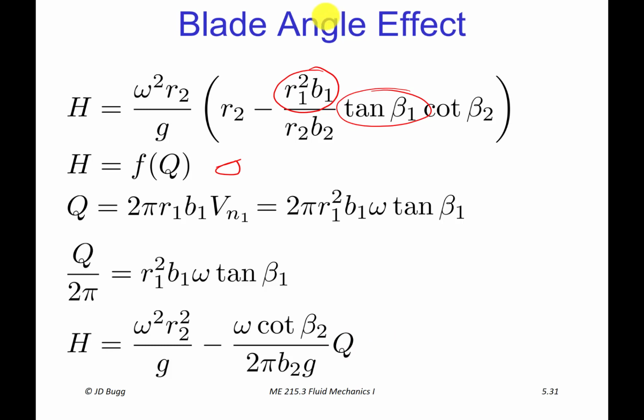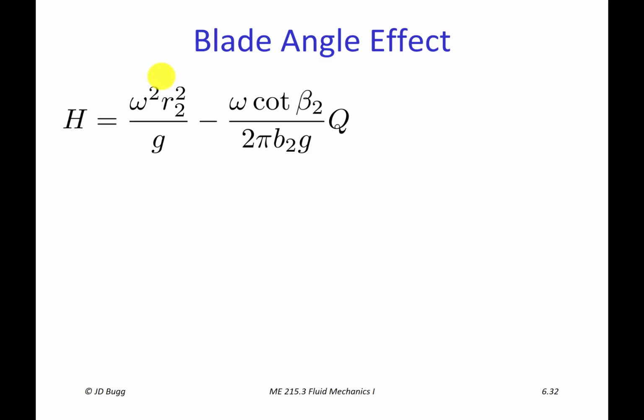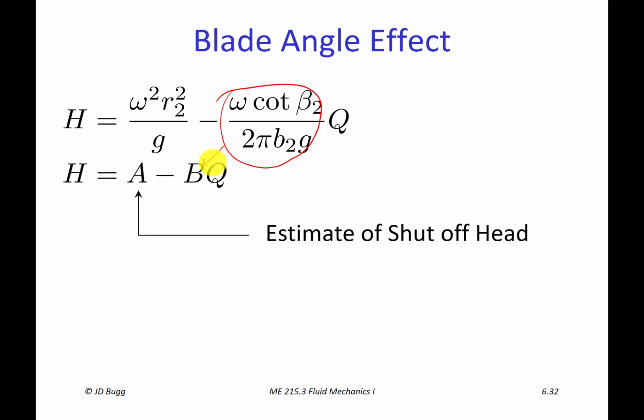Now remember, what we're after here is blade angle effect. So we could write this whole equation just as H equals A minus BQ. And of course all of that stuff is A and all of this stuff is B. So one of the important things we can get out of this is an estimate of the shutoff head. So for Q equals 0, the head is equal to A. So this is a very quick way to estimate the shutoff head of a pump: omega squared R2 squared over G. So based on the design point calculations, an estimate of the shutoff head is that. So that's the first sort of useful thing that we get out of this investigation of the blade angle effect.